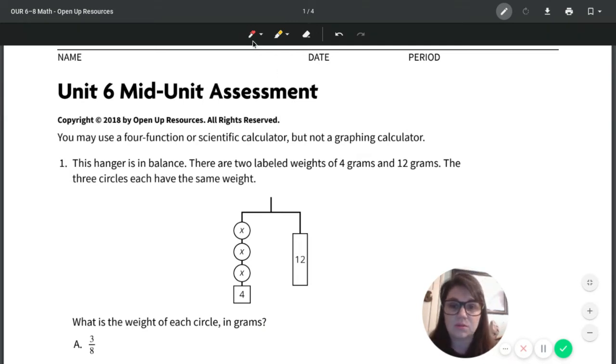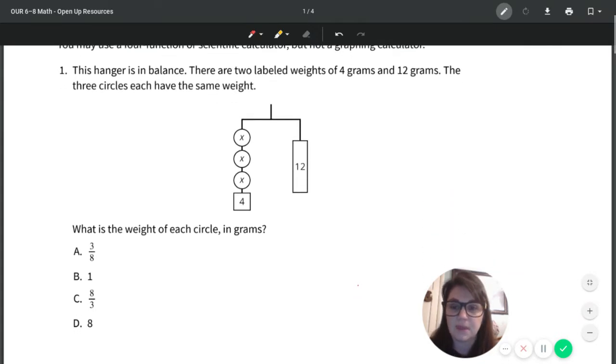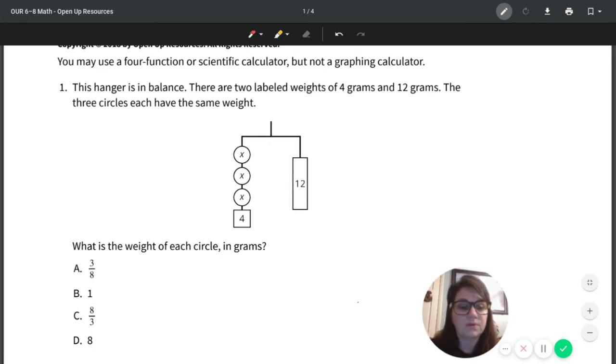All right, so we're going to take a look at some more problems, and these problems were sent home to you in a packet for this week. They're just reviewing some more questions from Unit 6. Hopefully we can wrap this up and be finished and ready to move on next week.